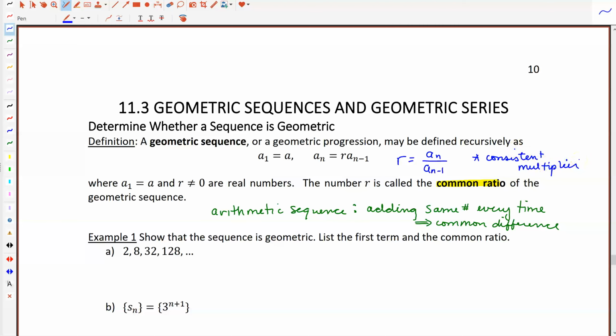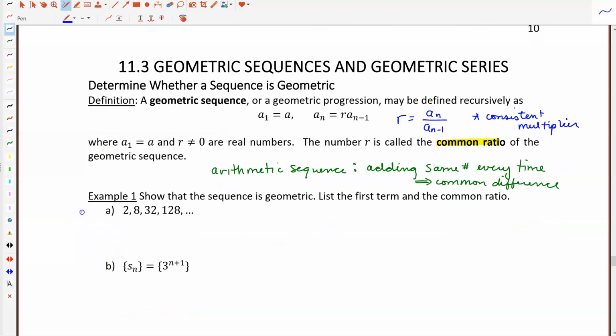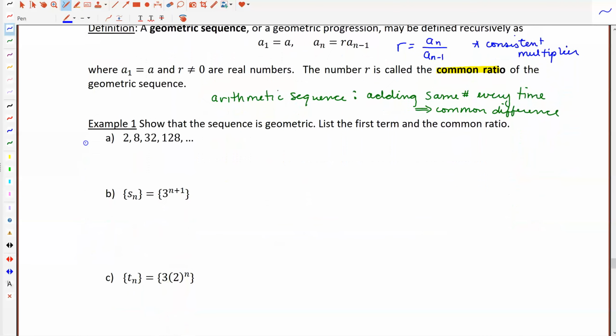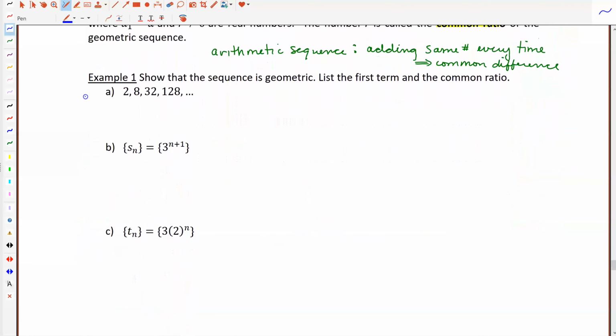So for our first few examples, we are going to show that the sequence is geometric, list the first term, and find that common ratio. In our first example, we have 2, 8, 32, 128, and so on. To show that this is geometric, because we are given the terms in the sequence, we can just start building some ratios. If I take the first two terms and build their ratio, it would be 8 over 2, which is equal to 4.